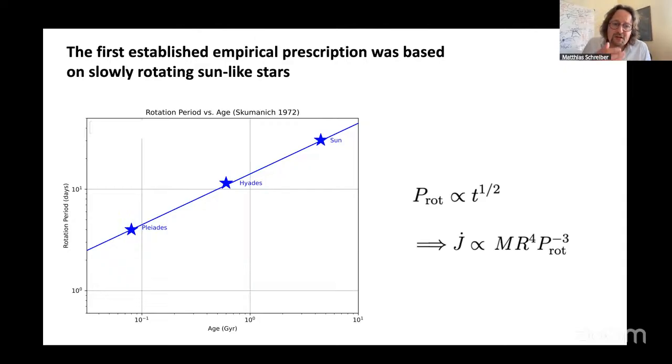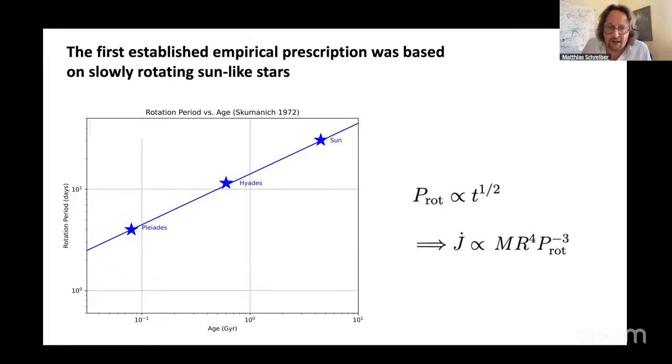But of course, it's just for one type of star, for solar type stars, and it's just for slowly rotating stars. Later, I think starting 2000, 2005, 2010, it has become more and more clear that activity indicators actually do not follow this dependence on rotation period for a long time. Actually, they saturate, we say.